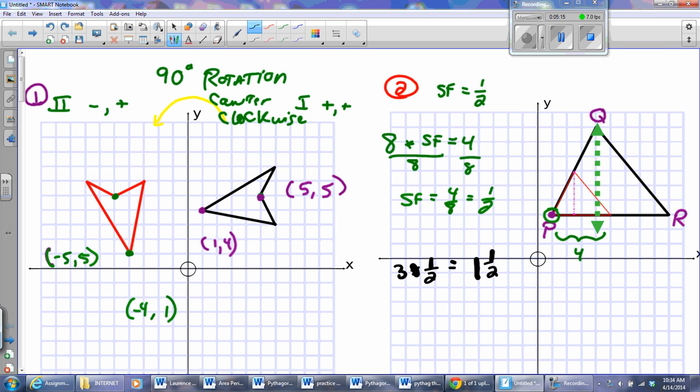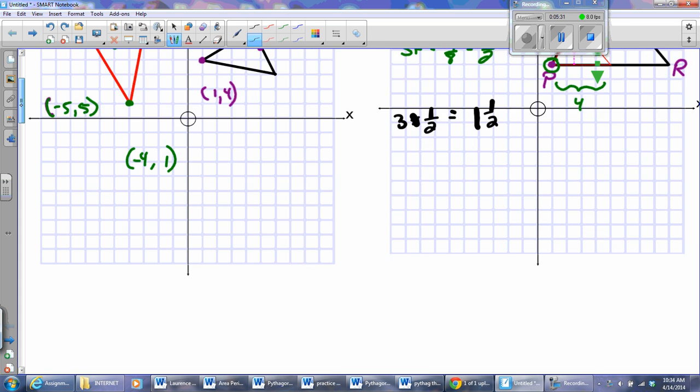All right, so this is a dilation with a scale factor of 1/2 about point P. Okay, I know some of you are having some trouble with that.